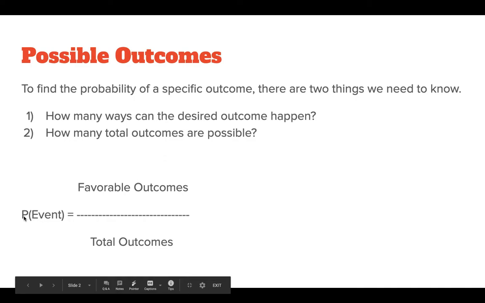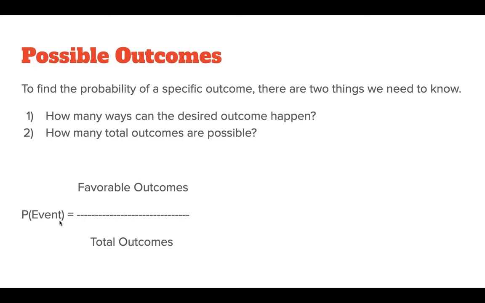Now you're going to notice I say P parentheses event. The way I'm going to ask you for a probability or show a probability is using this capital P and then putting the condition inside parentheses. And then whatever you get for the answer will be written as a fraction.